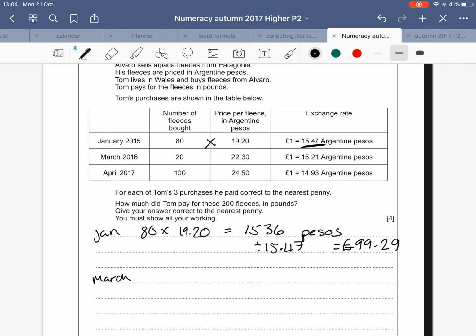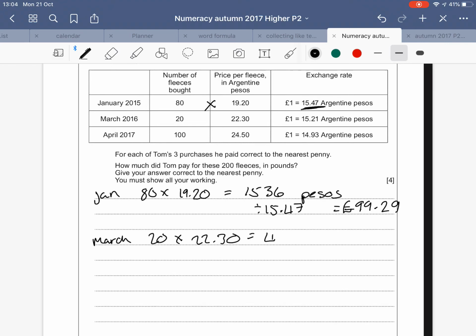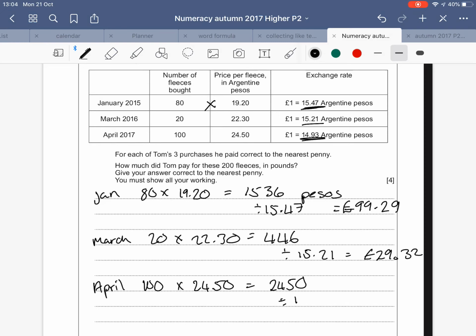For March, he has 20 for 22.30 each. That's 446. But the exchange rate is different now, it's 15.21. So divide that by 15.21 and you get £29.32. And for April, he had 100 and he paid 24.50 for them. Price increase, inflation. And that gets 2,450. New exchange rate, again, exchange rate is decreasing. Getting less for your money.